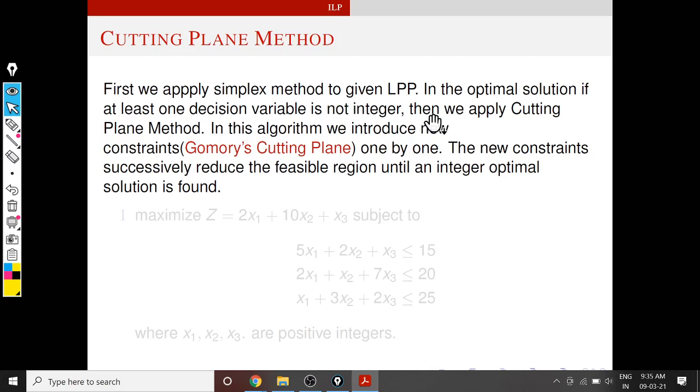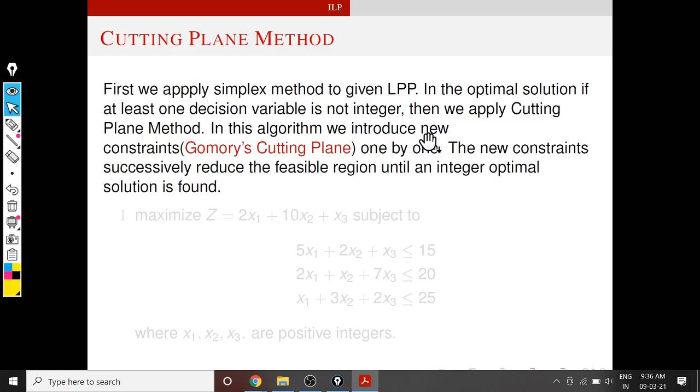Our aim is to find an integer solution, an optimum integer solution. In the optimal solution, if at least one decision variable is not an integer, then we can apply the cutting plane method. Because if all the decision variables are integers, then that is the optimum integer solution. If at least one decision variable is not an integer in the optimal table, then we have to apply the cutting plane method. In this cutting plane algorithm, we introduce a new constraint.